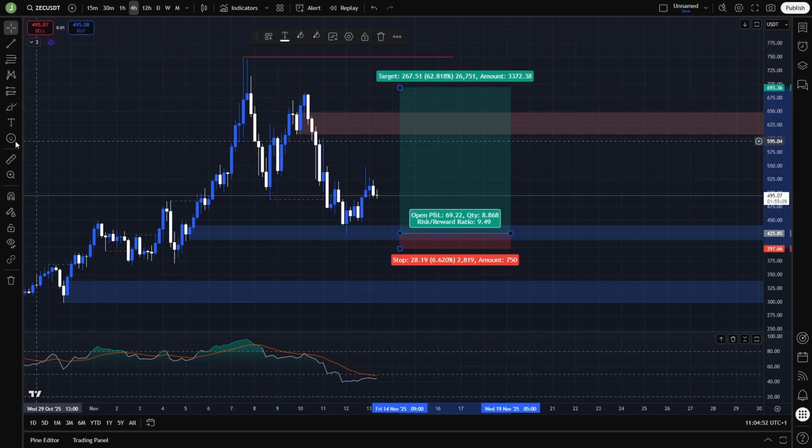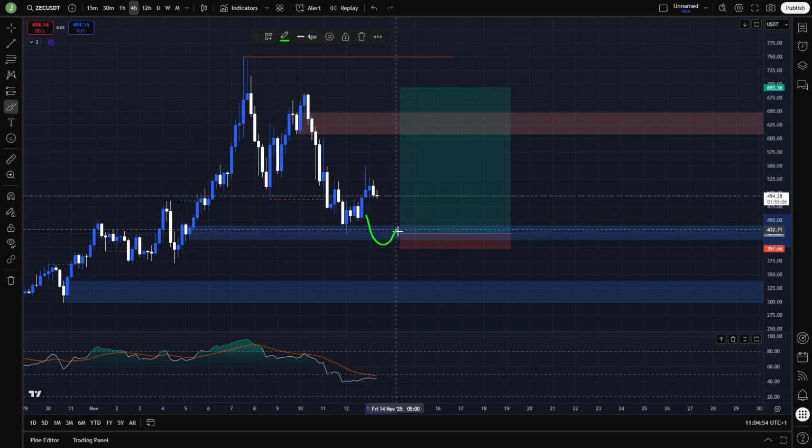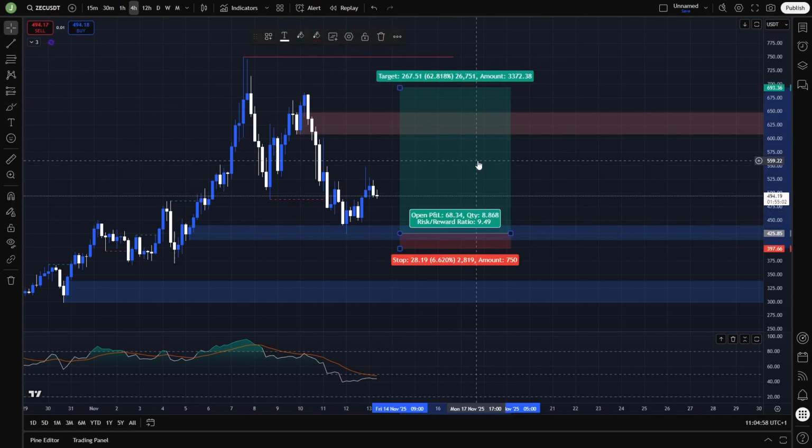So we will take liquidity under, and again we are going to fill the range on the other side. So the potential move here, or potential profit, is 62.8% of that market, potential stop loss up to 6.6%, risk reward ratio 9.49, and in my opinion this is a really great setup.